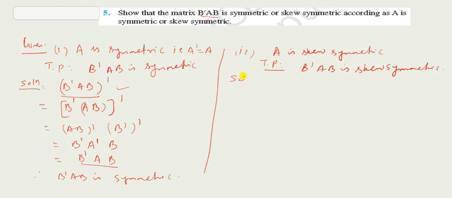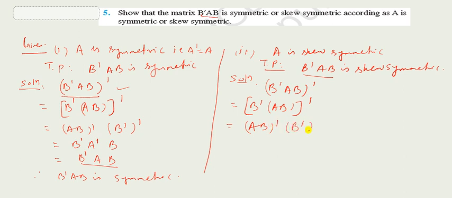Now, let us solve this one. I have to prove this one is a skew symmetric matrix. For that also, I have to find the transpose of this matrix. Then let me make it a group first. AB I have made a group. Then its transpose. Then this will be AB dash into B dash whole dash. Again, this one will be B dash into A dash into B.